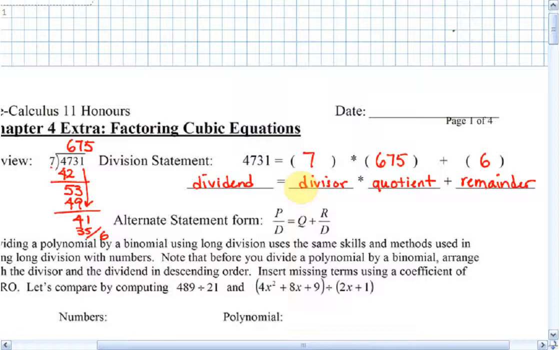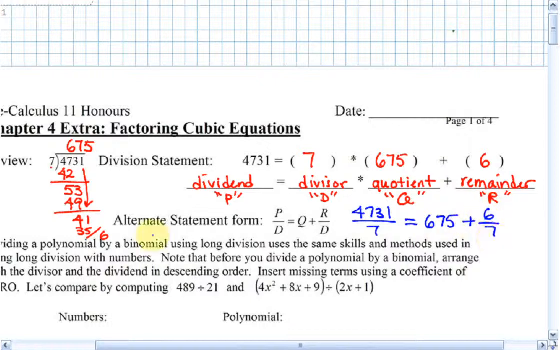So an alternate form of the division statement is this thing down here, which they call P over D. And P stands for the dividend. D stands for the divisor. Of course, Q stands for the quotient. And R stands for the remainder. So sometimes people will write out the answer like this. They'll take the number 4,731, that's your P, and they'll divide that by D, which is 7. And that equals Q, which is 675. And then there'll be R, which is 6 over 7. So this is an alternate form of the division statement. But the one up top in a row, I think, is more common.